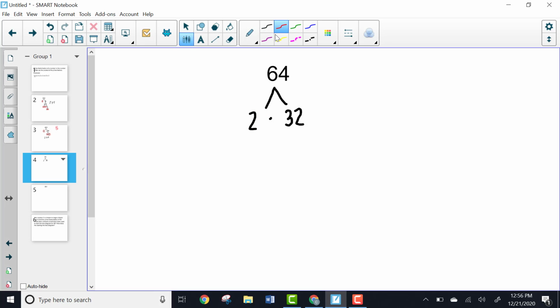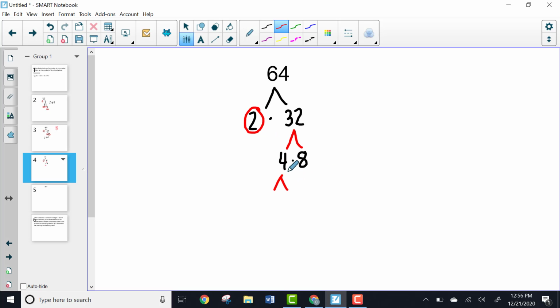2 is a prime number, so I'll circle that. 32, I'm going to break it down. I could break it down 2 times 16 or 4 times 8. And I'm going to do 4 times 8. I didn't mean to make that little tree part there red, but that's okay. So 4 and 8. Now, 4 and 8 are both composites, so I still need to keep going.